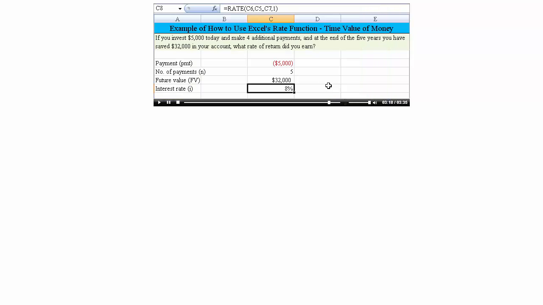And we hit OK. And what we come back with is our answer. And let me carry that to various decimal places. And the rate says it's 8.34%. And that's the answer of how to use Excel's rate function.